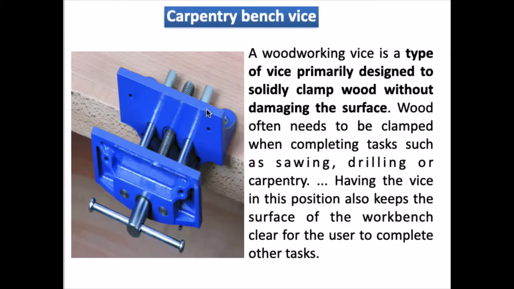Another tool is the carpentry bench vise. This is what the woodworking vise is, a type of vise primarily designed to solidly clamp the wood piece where we are going to work, without damaging the surface you are clamping. Wood often needs to be clamped when completing tasks such as sawing, drilling, or other carpentry work. Having the vise in this position also keeps the surface of the workbench clear for the user to complete other tasks as well. So this is what the carpenter bench vise is.